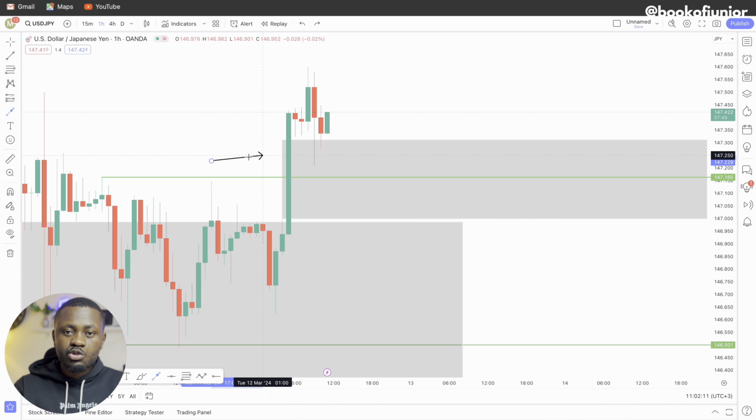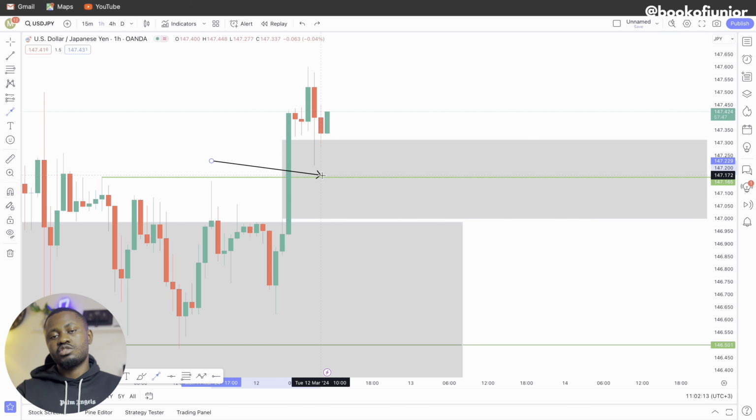The price is not just going to come back and retest this green line just because it has broken this part right here. No, it's going to pump in down here and also fill up the fair value gap right here.